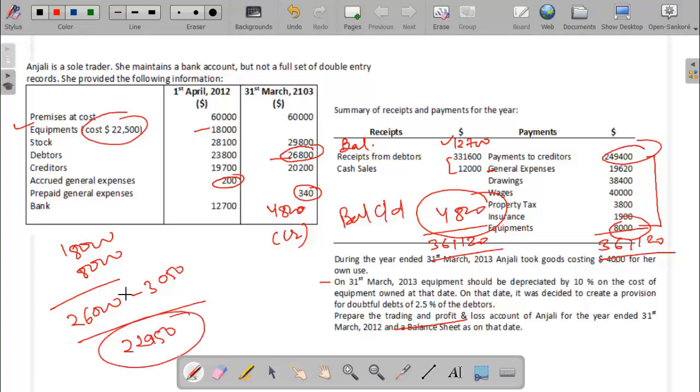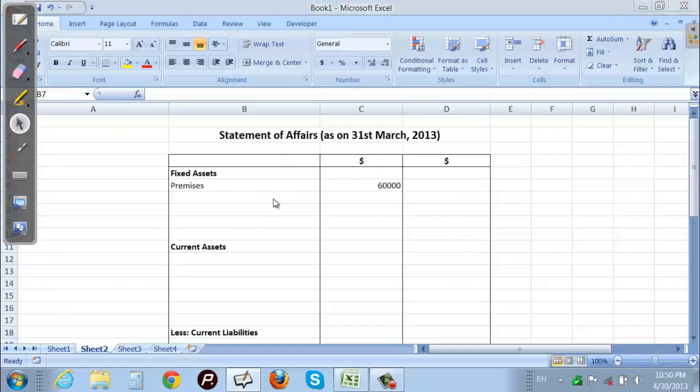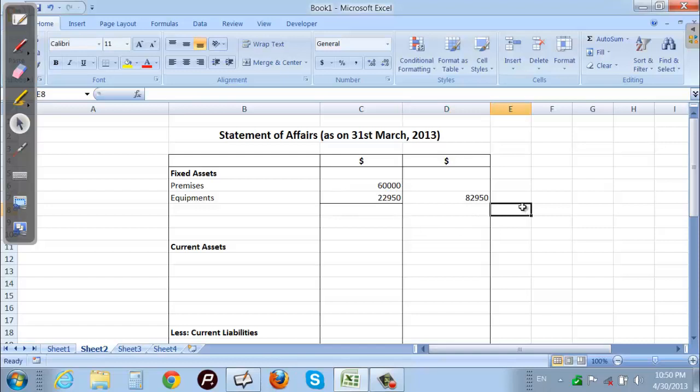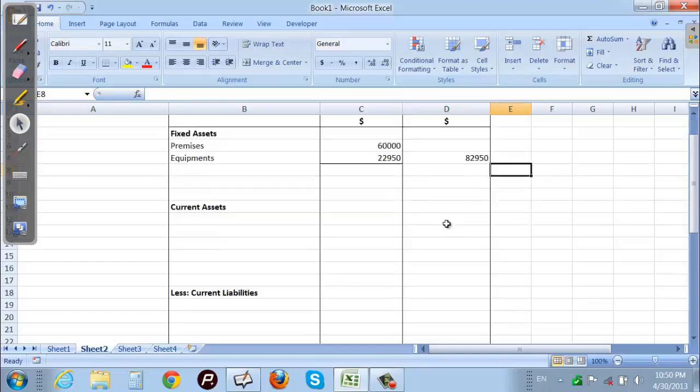So with this amount I will show the equipment in the balance sheet, statement of affairs. Equipments, let's see the amount again, $22,950. So these are the items of fixed assets. So let's make the total of fixed assets. So our total of fixed asset on the last day is $82,950.